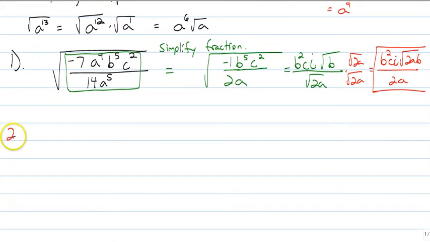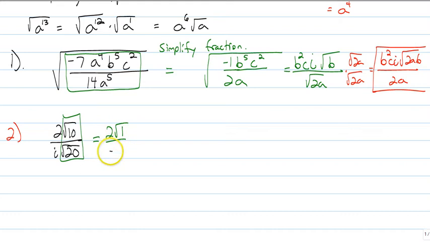Number 2, we have 2 root 10 over i root 20. Now before you just start multiplying things, you can simplify fractions again if they are both the same. These are both radicals. So this becomes 10 over 20, which is 1 over 2. 2 root 1 over i root 2. Well, root 1 is just 1, so that doesn't matter.